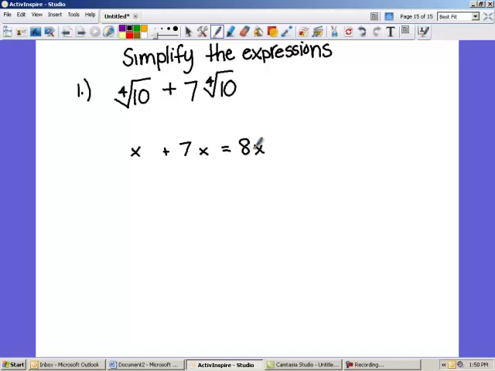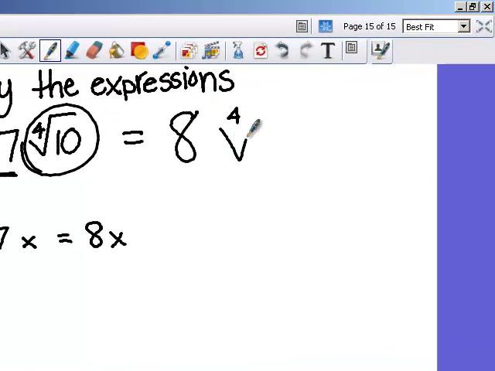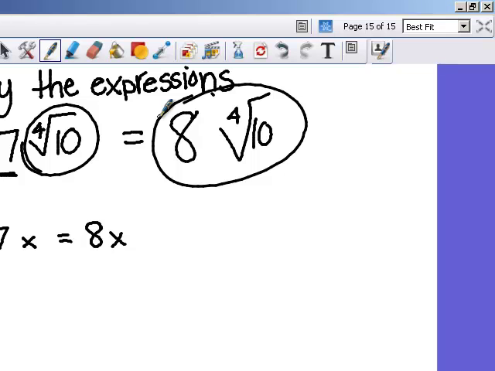Hopefully you said yes. And so we're going to do the same exact thing up here. Throw a 1 in front of here. We have 1 of these things plus 7 of these things, just like the x's. So really we have 8 of these things, and that thing just happens to be this radical. And so this is your answer.